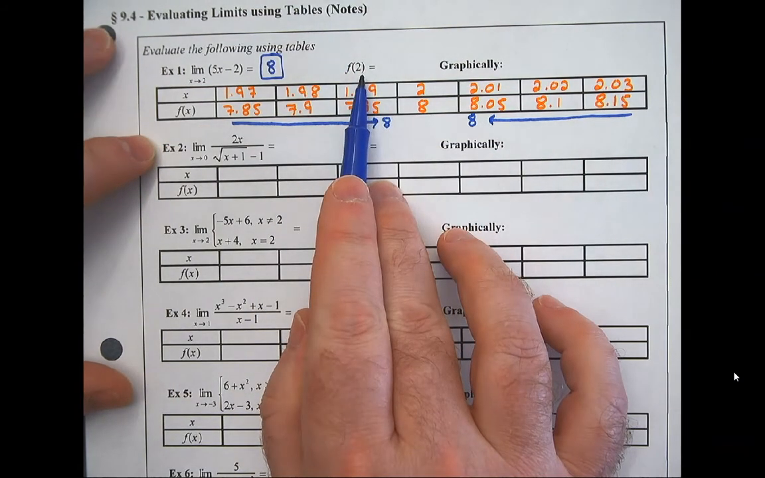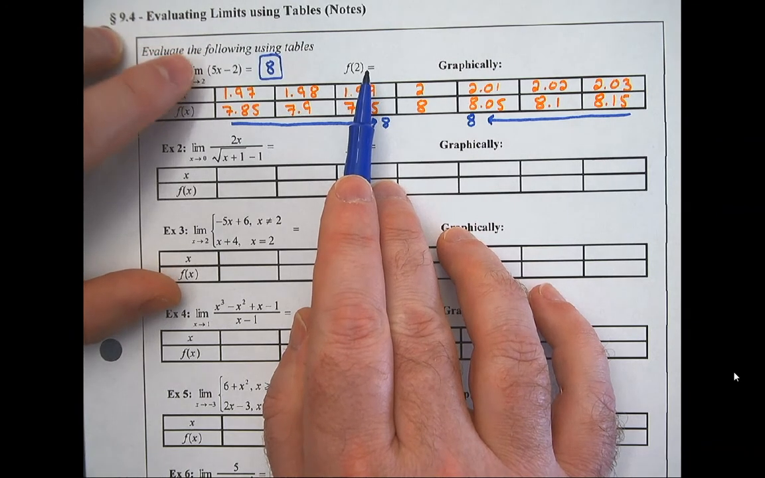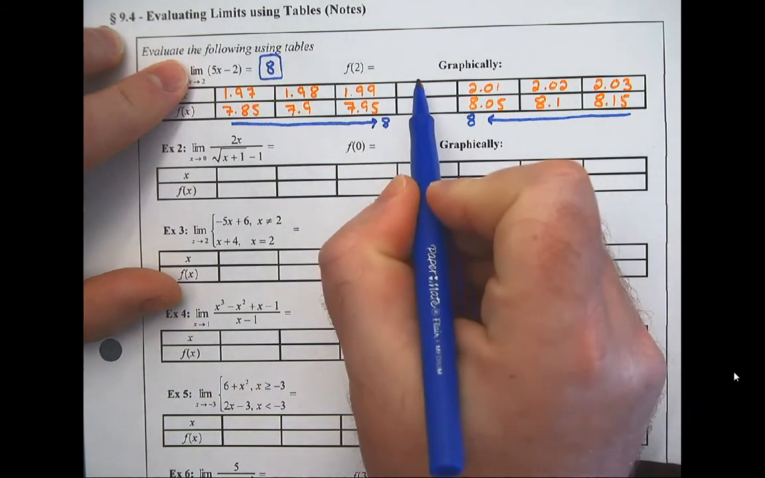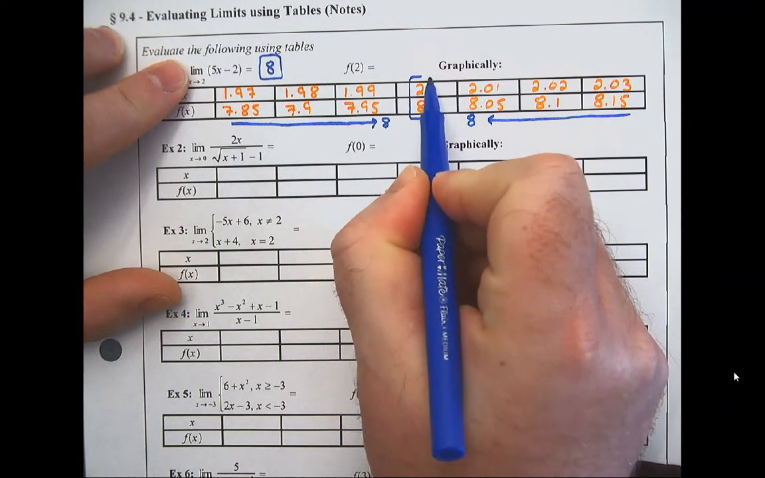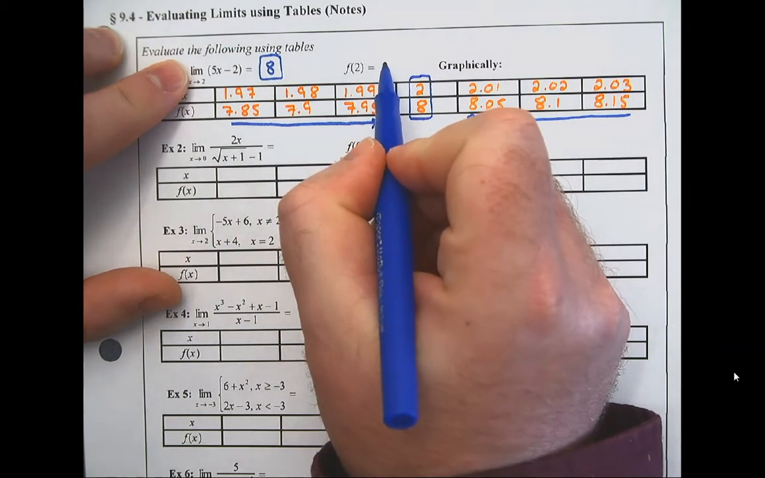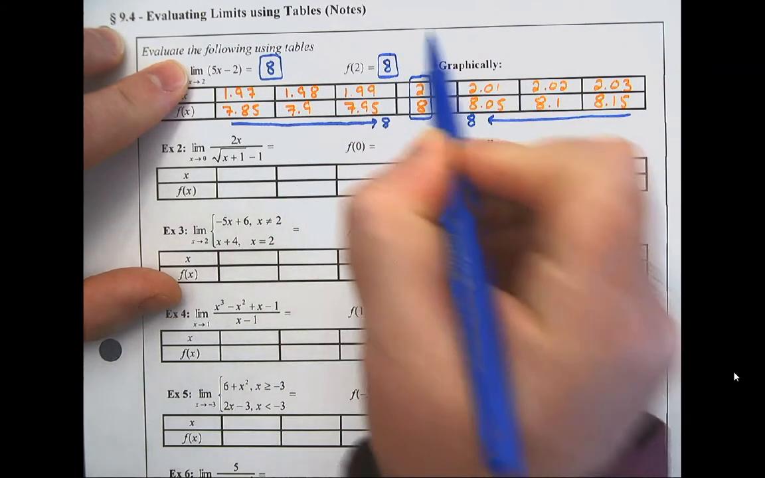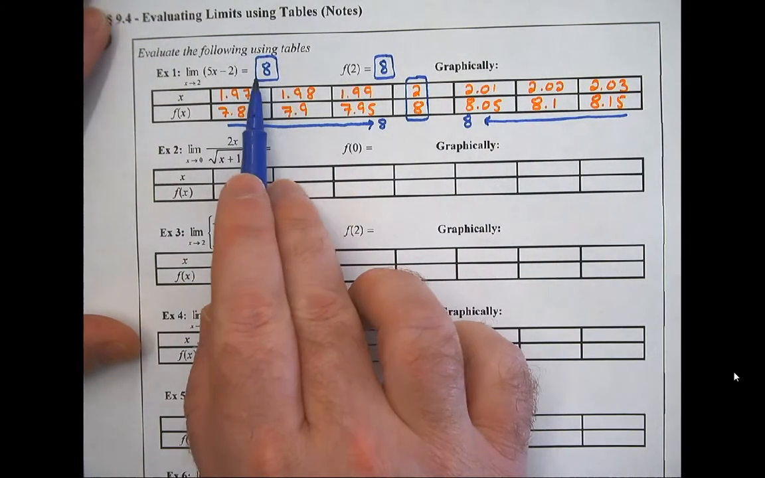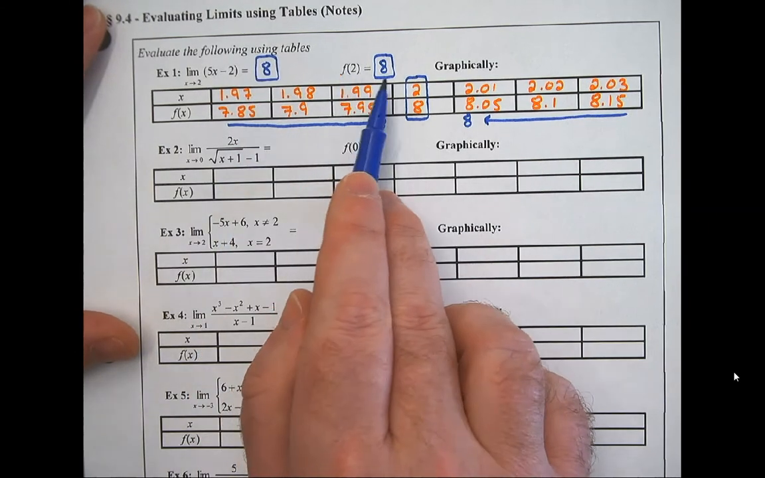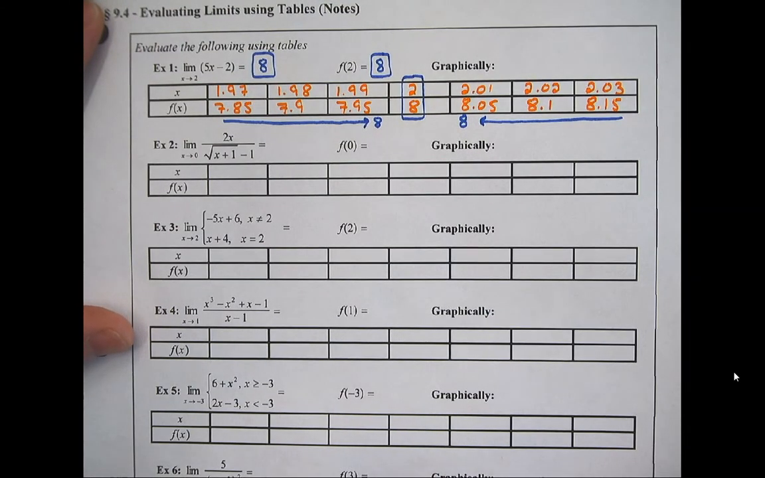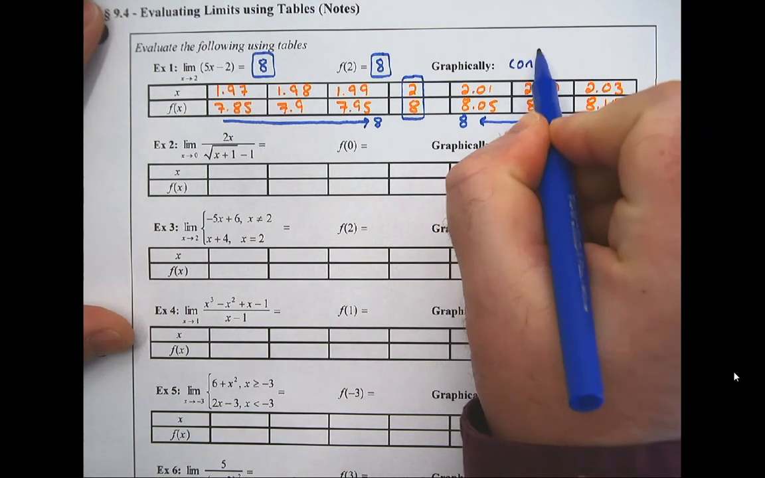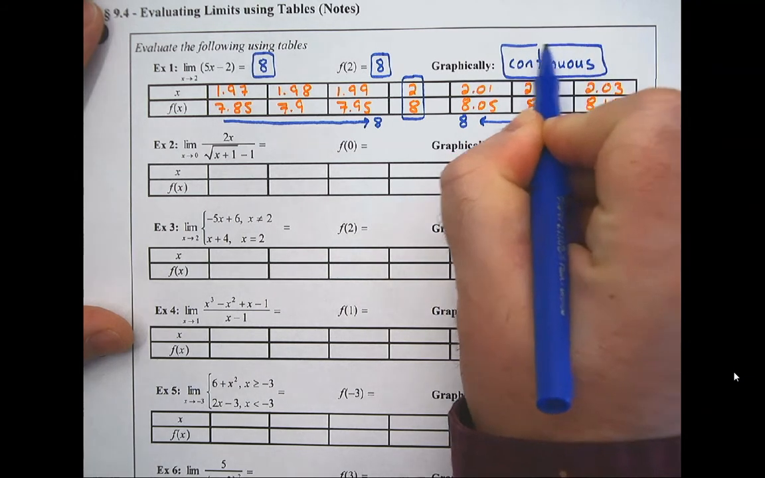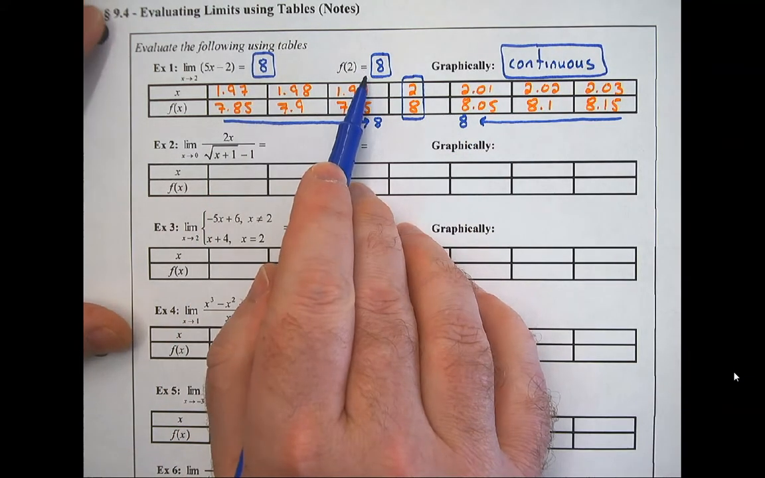Now the function value is a different question. This is asking you, what did the graph actually do at x equals 2? So I like to circle that here. What's actually happening when x equals 2? It reaches a height of 8. So graphically, what does that look like? When the graph approaches 8 and the actual point is at 8, that's something we talked about last time. That should be continuous. The function is continuous at x equals 2 because the limit and the function value are the same thing.